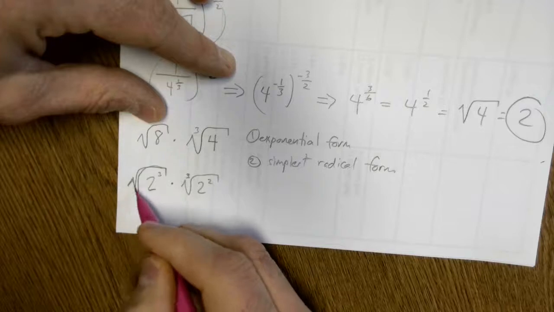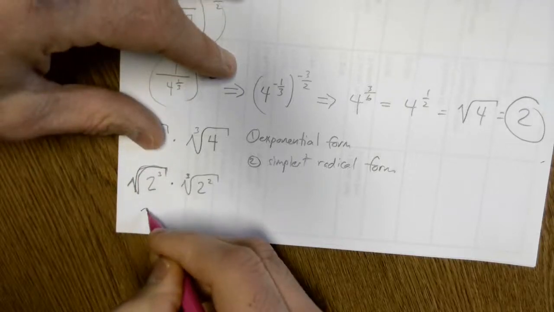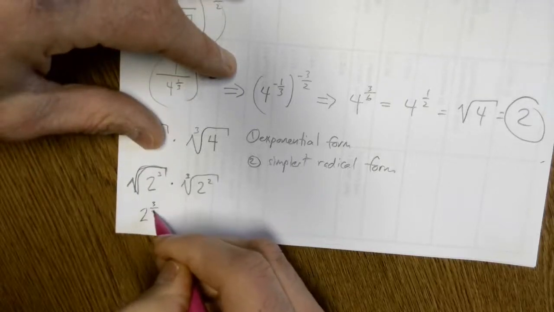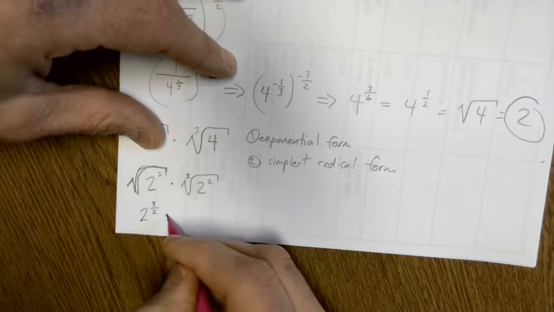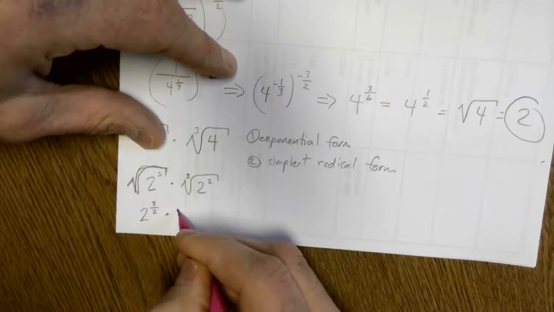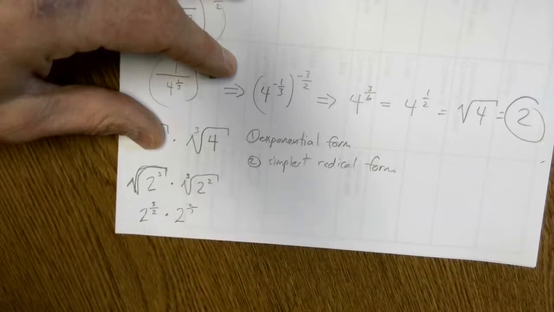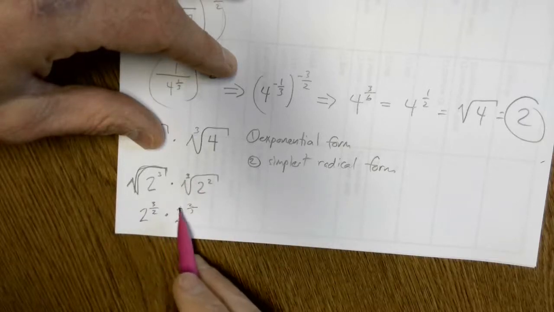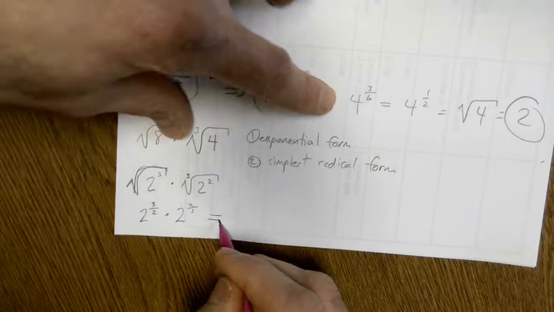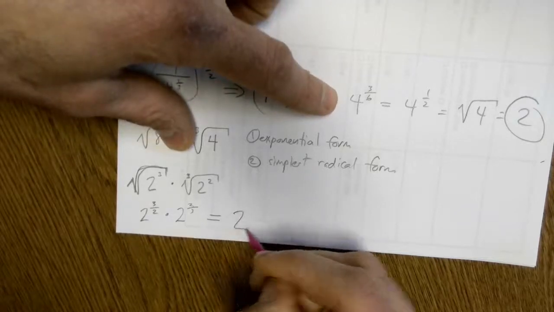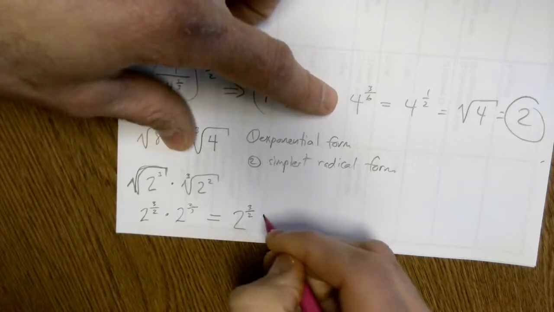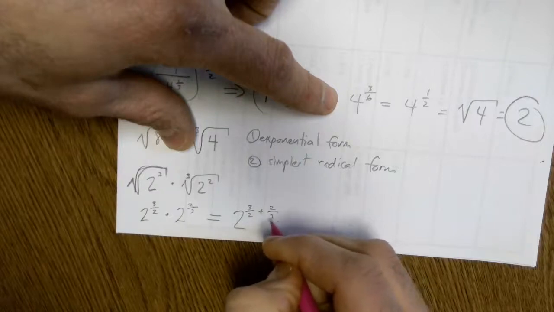And what is the square root? It's the 1/2 power. So this is going to change into 2 to the 3/2 power. And this one will change into the 2 squared, and then the 3rd. So 2 to the 3/2 times 2 to the 2/3. And then when you put that together, it's going to be 2 to the 3/2 plus 2/3.